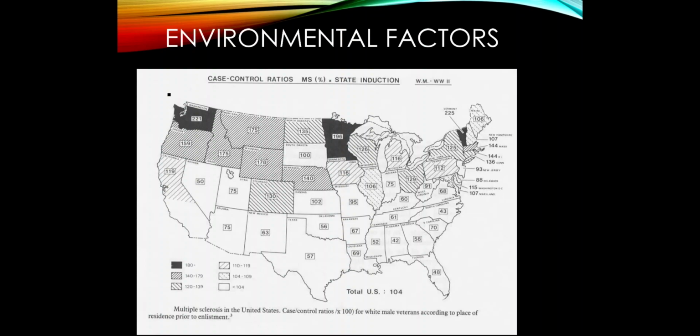In terms of environmental factors, this is just very interesting. The idea here is that basically the further away you are from the equator when you grew up, the higher your risk of getting multiple sclerosis is. And we can see that just in a map of the United States. So you can see if you grew up in Washington or Minnesota, some of these northern states, Vermont, your risk is higher than if you grew up in Southern California, Texas, and Florida.